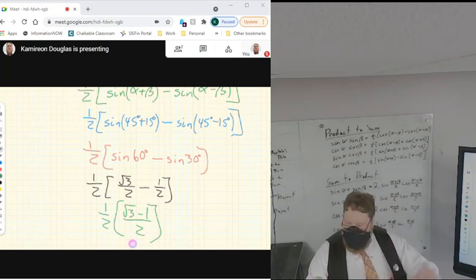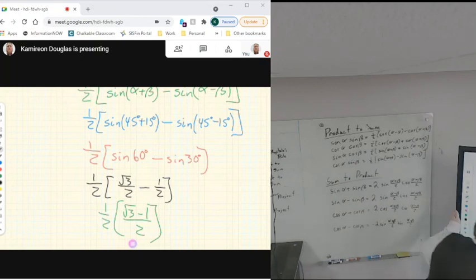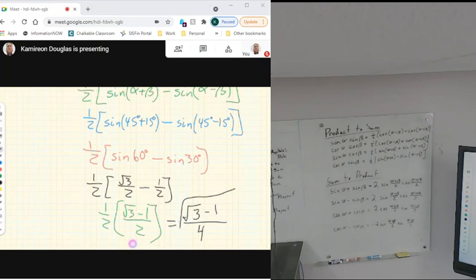Remember, if they have the same base, we just add or subtract the top, whatever we're supposed to do. And I'm going to multiply top times top, bottom times bottom. 1 times anything doesn't do anything, so we get square root of 3 minus 1. 2 times 2 would give us 4. This is what the book solution would be. They're both the same solution.